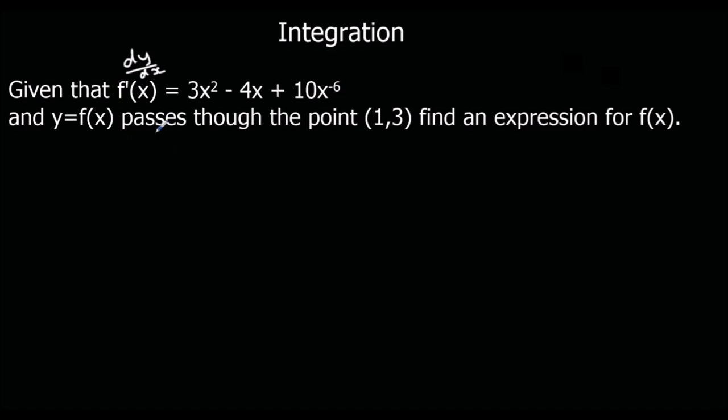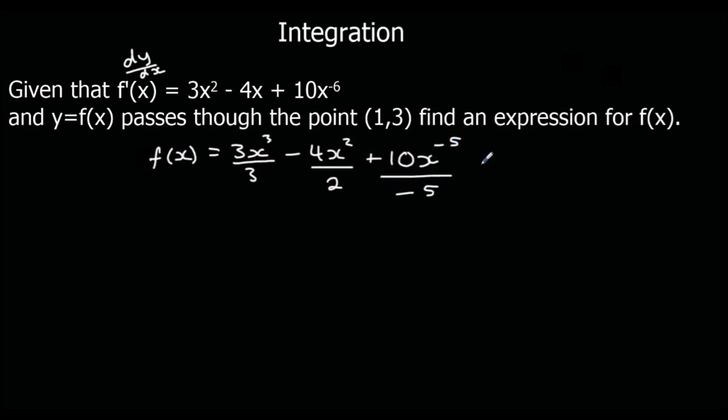So we've got f of x, we'll use this notation. So we're going to add 1 to the power and divide by the new power, for each term, and don't forget to plus c. So simplifying this, 3 over 3 is 1, so it's just x cubed. 4 over 2 is 2. 10 over 5 is 2. Positive divided by negative is a negative, so negative 2x to the power of minus 5 plus c.